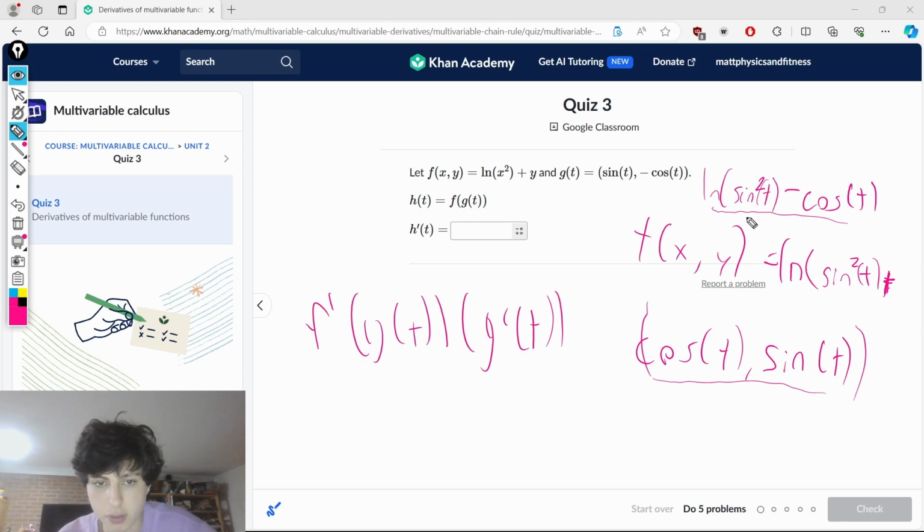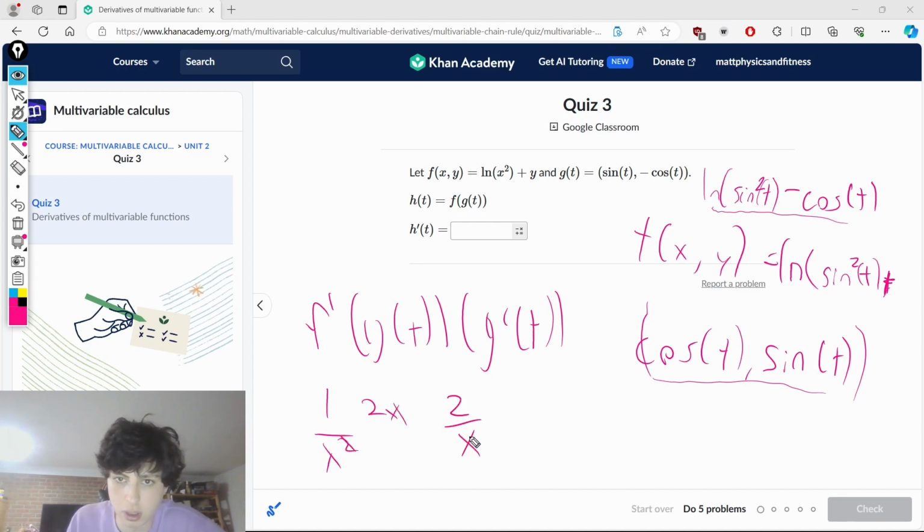I know I have to take the derivative. This is just f of g of t. I need f prime of g of t. Maybe I'll take the derivative first. Hope that helps. ln of x squared, 1 over x squared times 2x, just 2 over x, plus, oh, but no, see, so this is dx. Maybe I do dx. I first do it in terms of x. That's the x partial. And then the y partial is just 1.